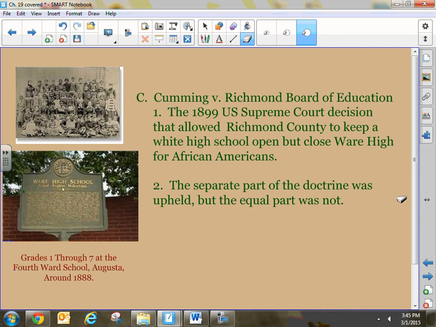No, not really. It's okay for them to close Ware High School, even though that will make things separate and unequal. So they said, yes, you can close the school. And so that meant that things are separate, but they don't have to be equal. In this case, white high school students in Richmond County had a school and African American students did not. So this Richmond Board of Education case is what southern states use to segregate schools.